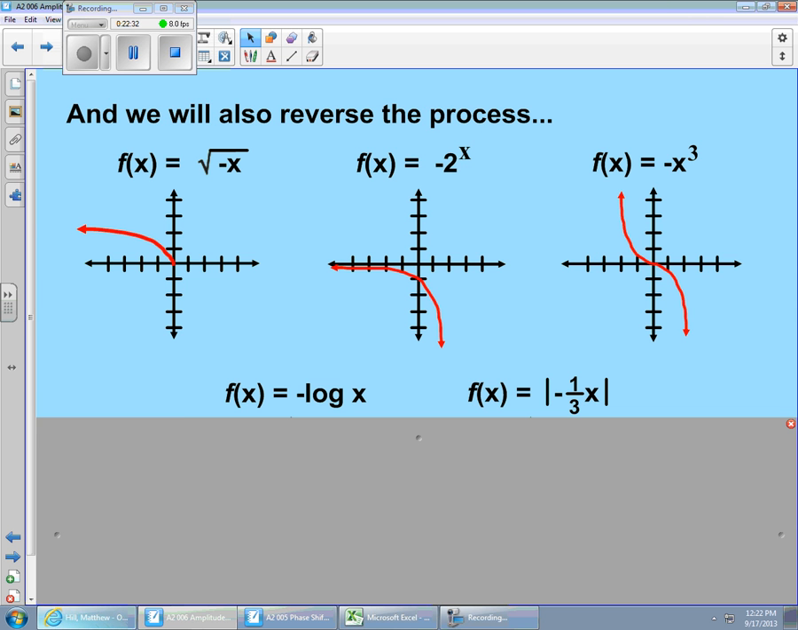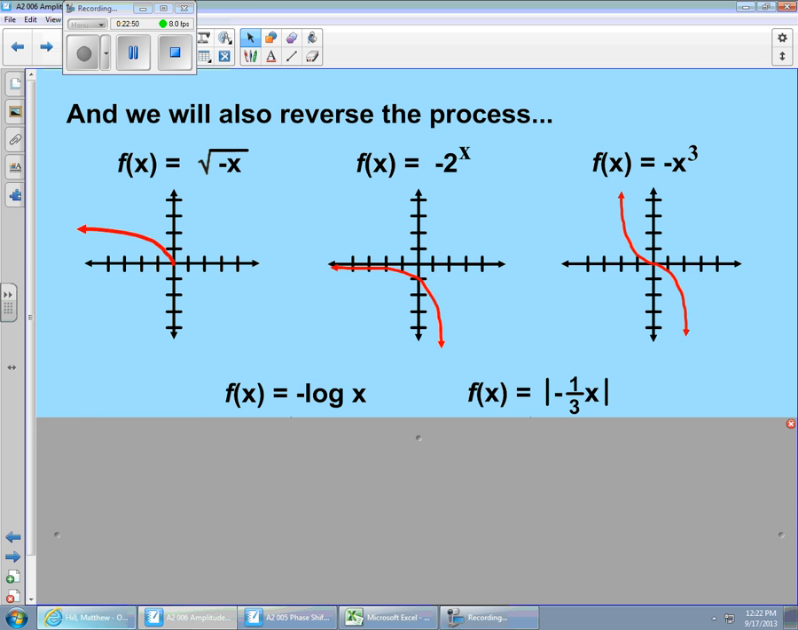Now, obviously, we got a coefficient change there on x. Will that speed the graph up, send it to infinity faster, or will it slow it down, sending it to infinity slower? 1/3 is smaller than 1. That's going to slow it down. So this graph is not going to be going as fast towards infinity as it normally would.